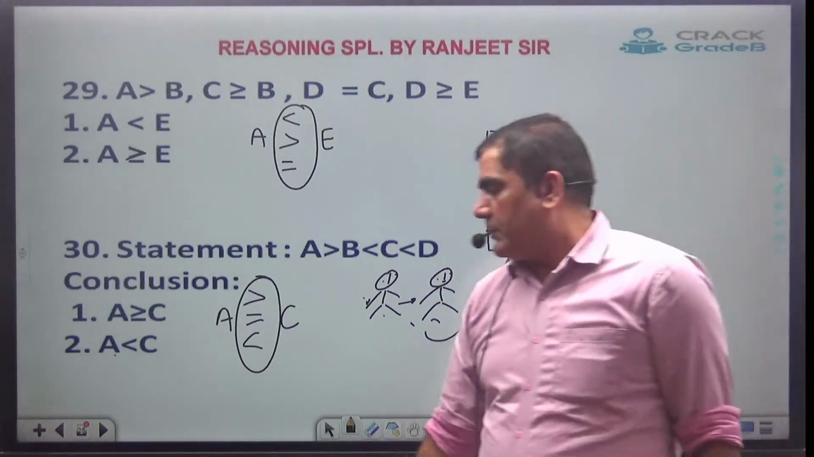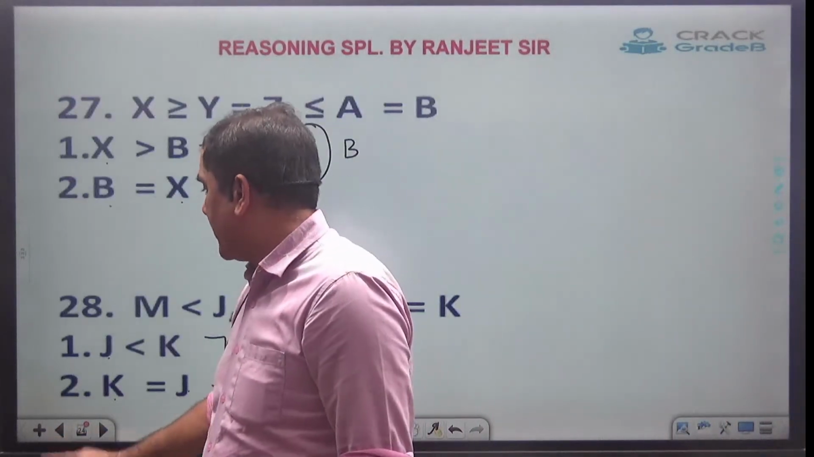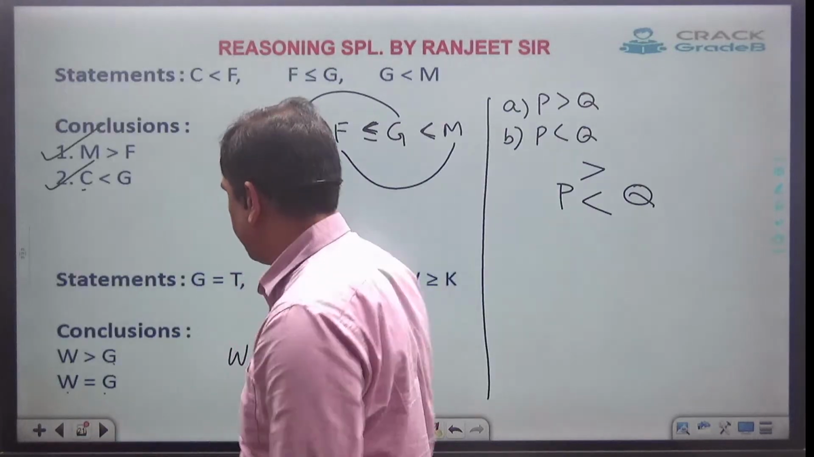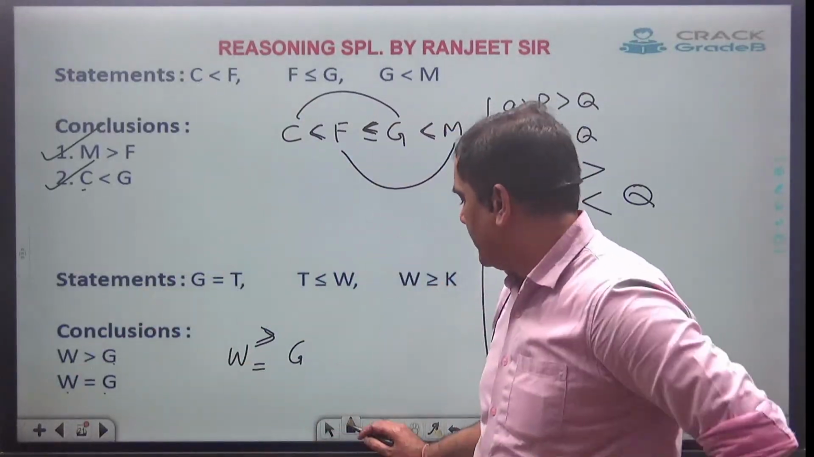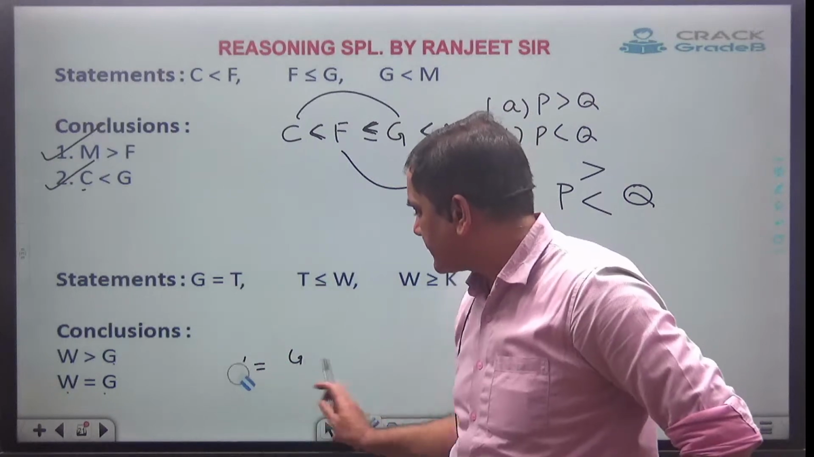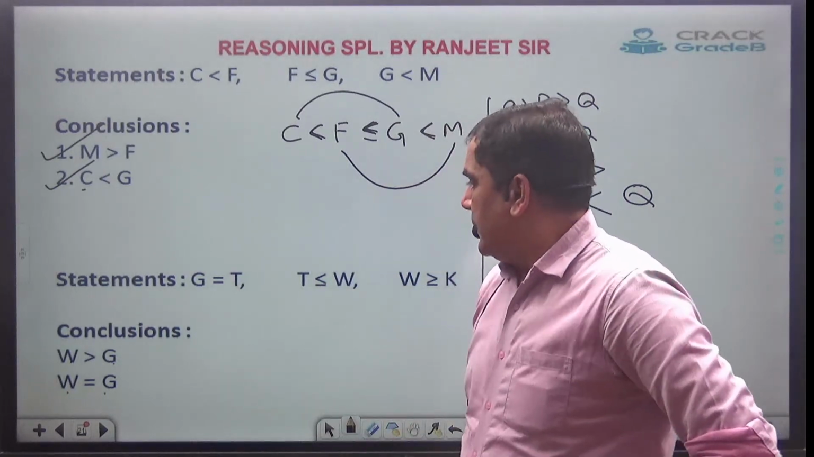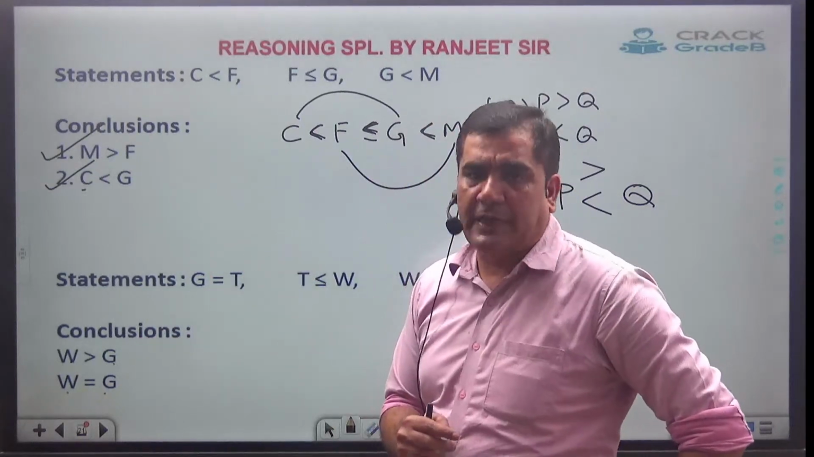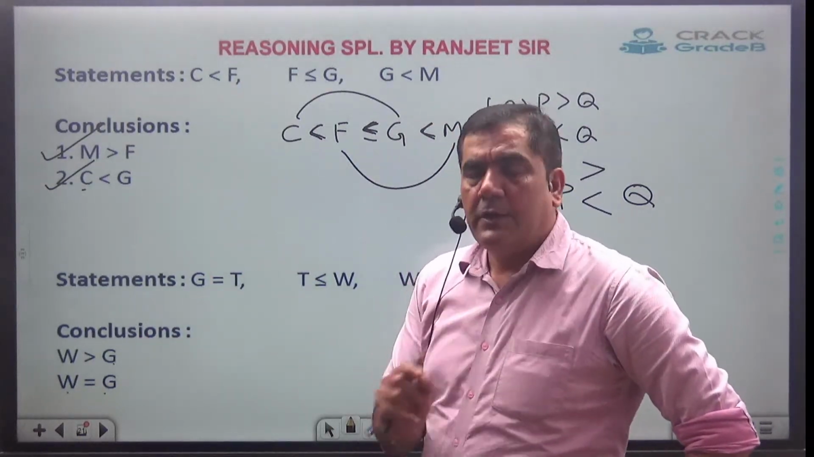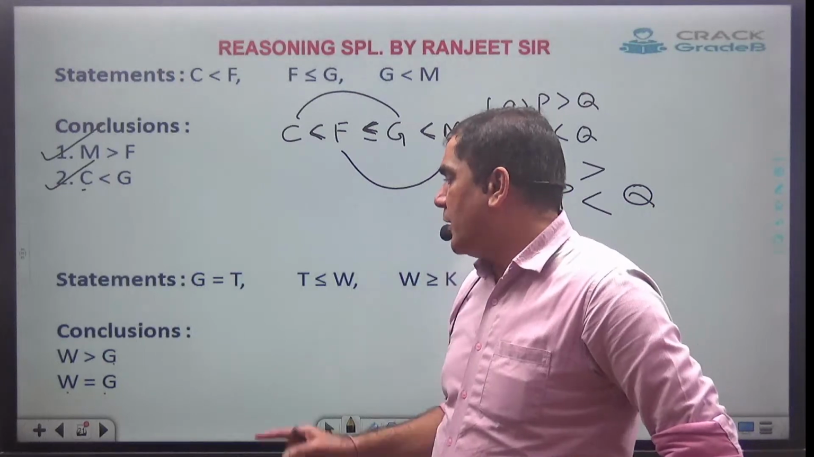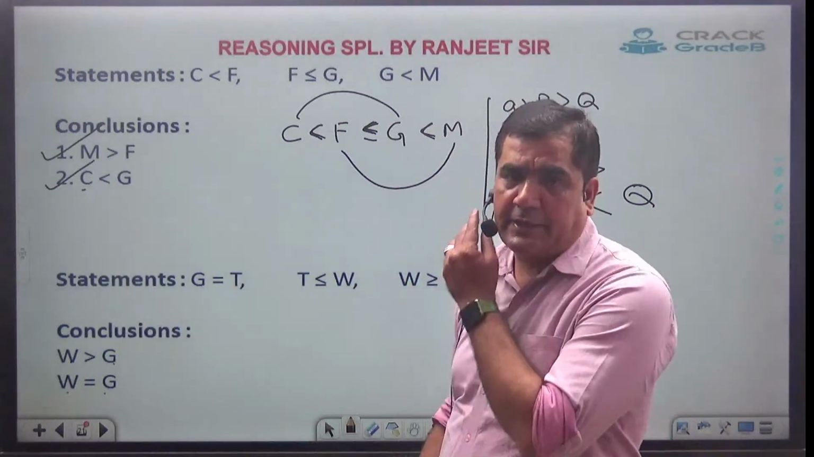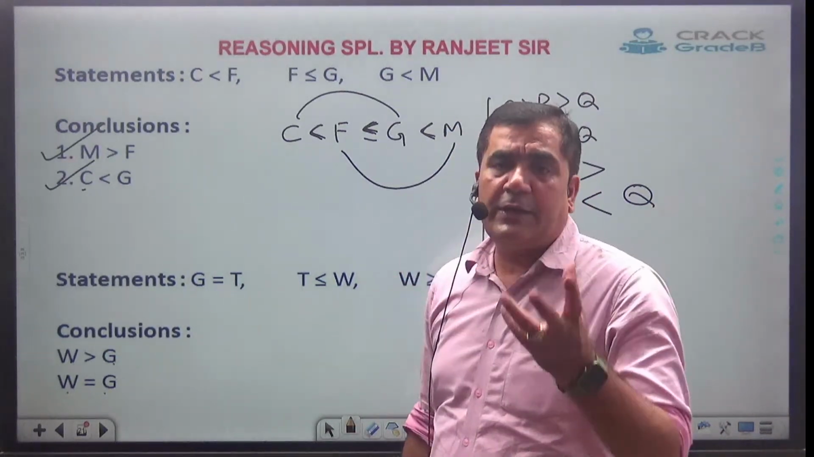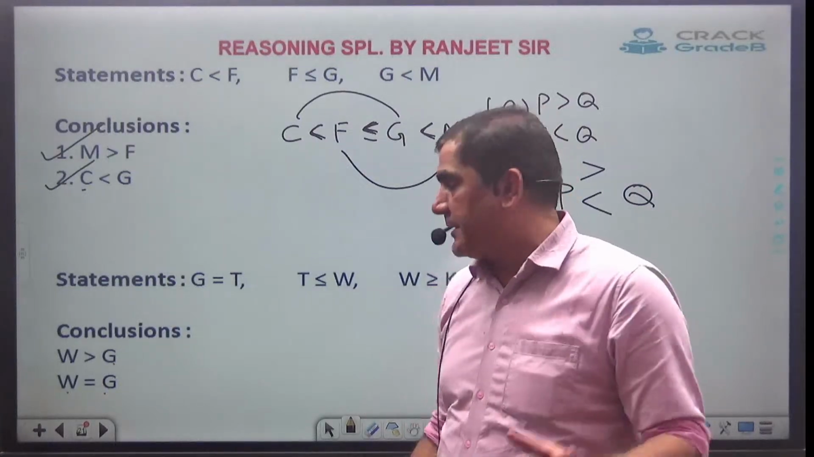Okay. Now, how do we get the answer for either-or? Let's start. First thing: both conclusions have the same two variables, so I should go for either-or. But in order to go for either-or, my first job is to combine these statements together.